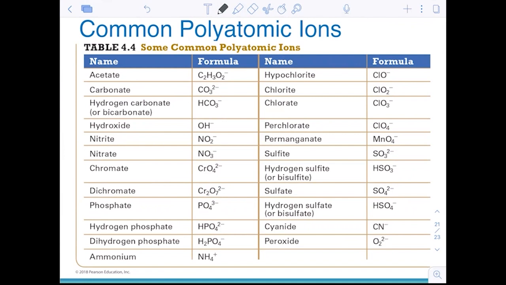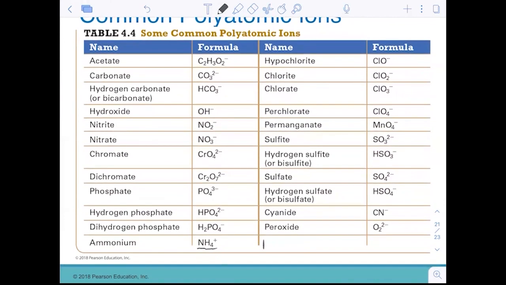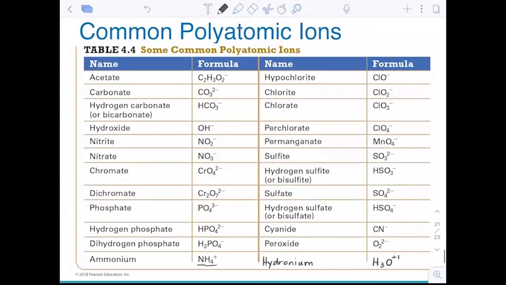Polyatomic, many atoms, and ions, they're all charged. A lot of them are anions. We do have a couple positively charged ones. Specifically on this one is ammonium, NH4+1. There is another one, I'll just go ahead and write it right here, hydronium. Not often seen in this discussion of ionic bonds, but we'll see hydronium a little bit later. So I wanted to present it. It's H3O+1.